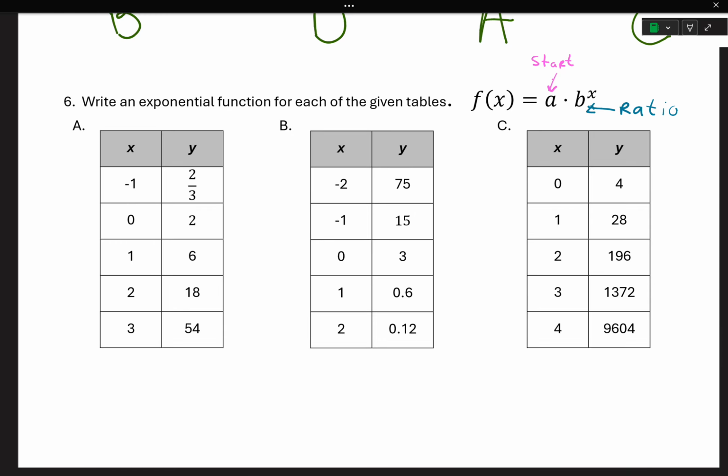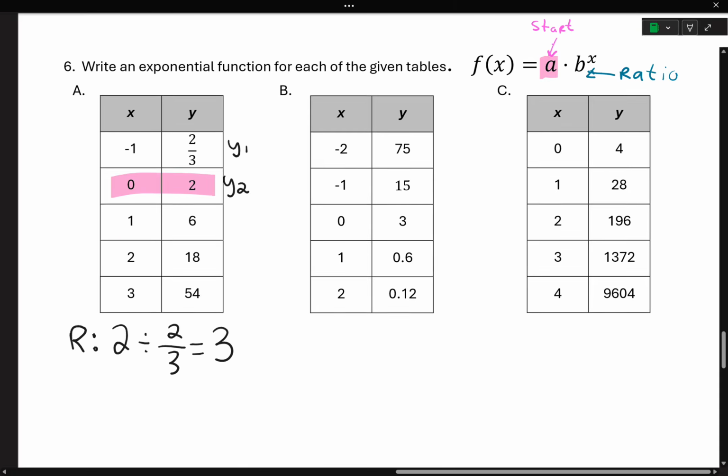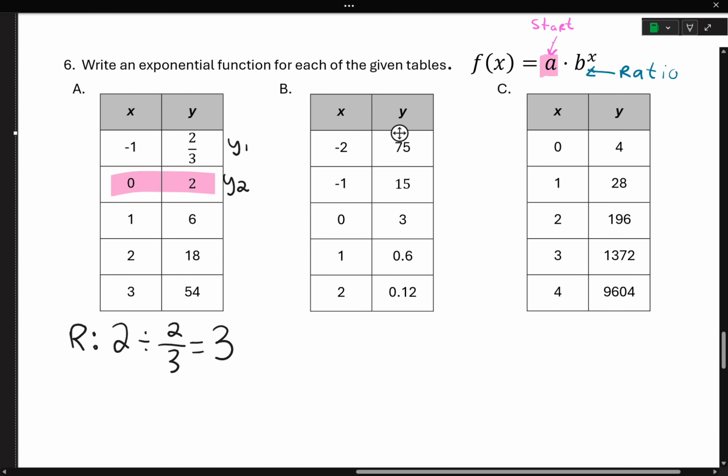Okay. In letter A, the first thing I want to identify is the starting point. There it is. That's my starting point. Now let's find the ratio. Remember, in order to find the ratio, we do the second term, y2, divided by y1. So we would do 2 divided by 2/3. Put that in your calculator, and we get 3. All we gotta do now is put it all together.